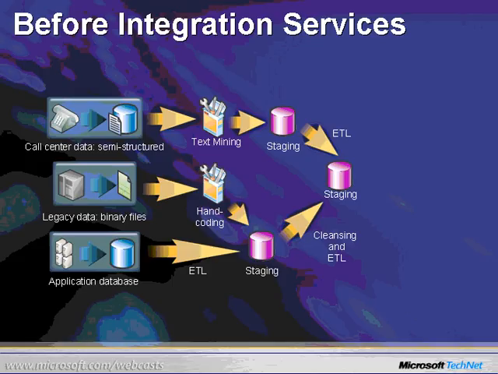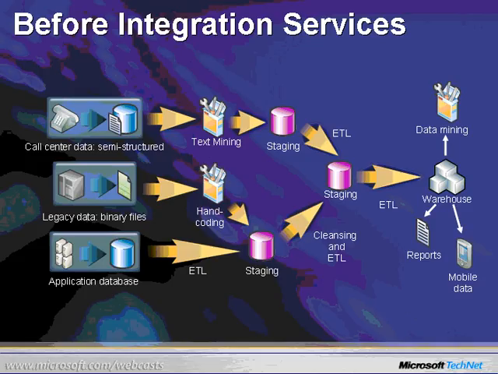Once all that data from various sources was cleansed and loaded into staging databases, the data would then often be cleansed yet a second time and integrated into yet another staging database, which could combine all this data into one source. Finally, the data would be moved from the staging database to the data warehouse or data mart, where you could then do the analysis and reporting of the data.